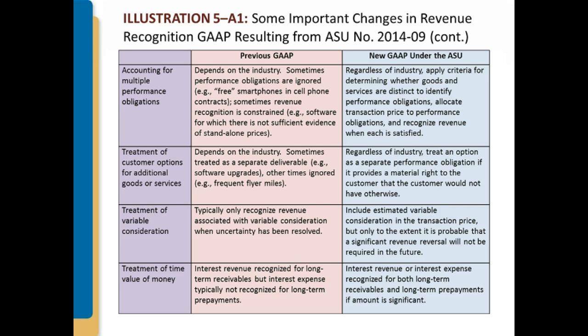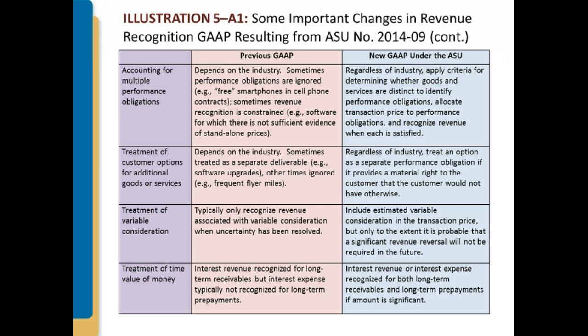Treatment of variable consideration, we spent a lot of time on that. We're used to not recognizing contingent gains until that contingency's been satisfied. Here, we're going to include estimated variable consideration in the transaction price, but only to the extent that it's probable that a significant revenue reversal won't occur.